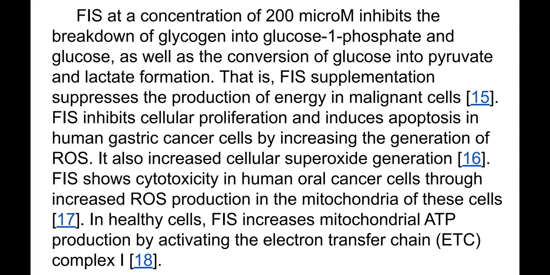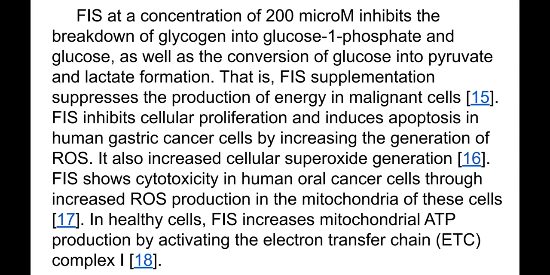Fisetin at a concentration of 200 micromole inhibits the breakdown of glycogen into glucose phosphate and glucose, and also the conversion of glucose to pyruvate and lactate formation. Okay, you see, it is blocking anaerobic and aerobic glycolysis. Okay, this is important. This is again important, how it works and how it is good to be used to kill these malignant cells, which include senescent cells and cancer cells. Okay, then that is, fisetin supplementation suppresses production of energy in malignant cells.